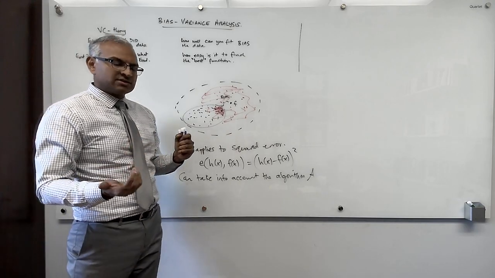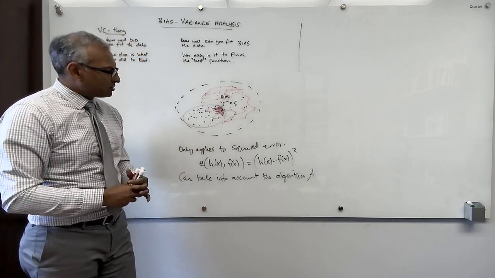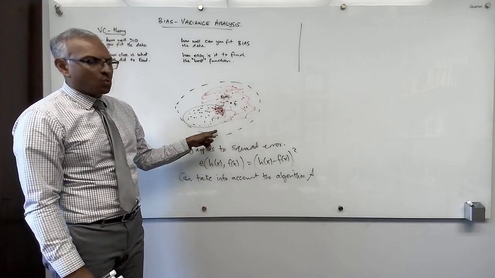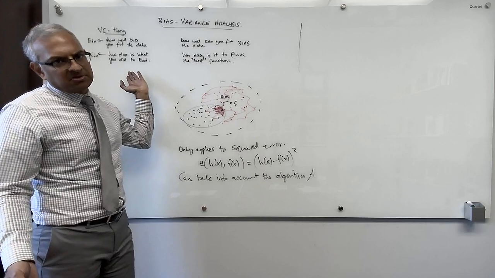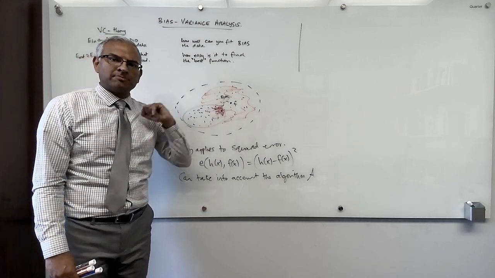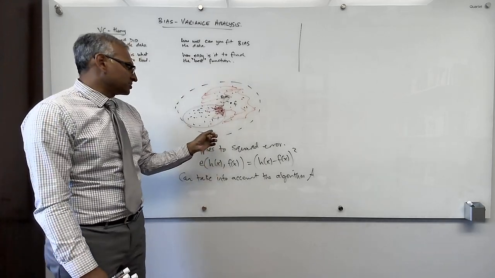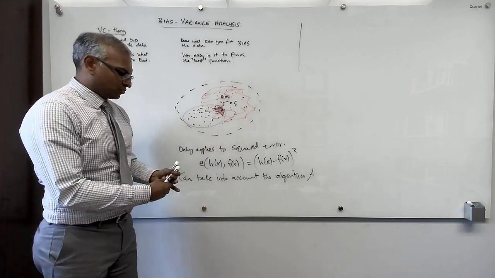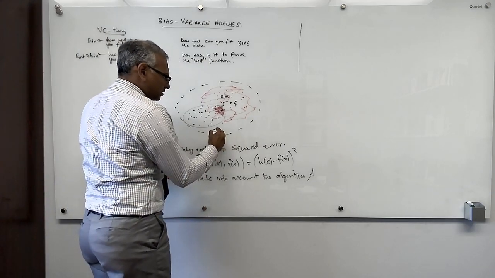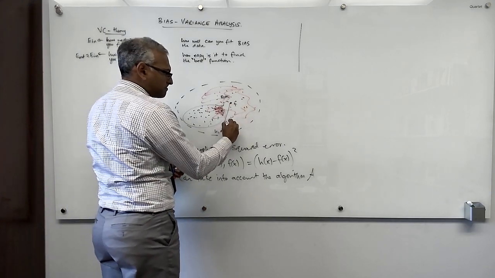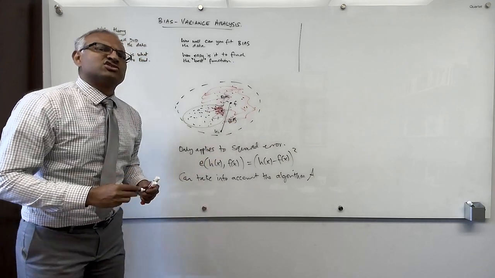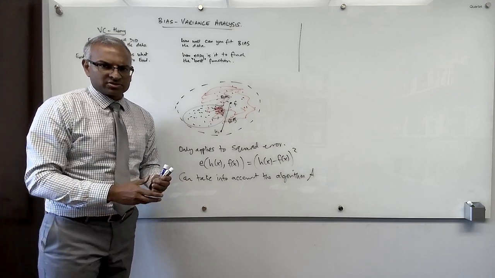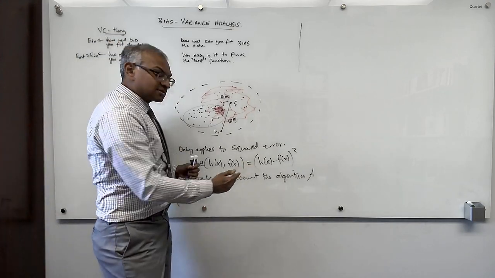And you can imagine why it's important to take into account the algorithm to get better bounds, because suppose your algorithm is kind of stupid and it always picks hypothesis H1. The VC analysis doesn't know that, so it gives you a bound for the whole hypothesis set. But effectively, your effective hypothesis set is just H1, so it has a huge bias, but very little variance. In fact, zero variance, because when you vary the data set, there's no change to the hypothesis that you output. And so this analysis can take that into account.